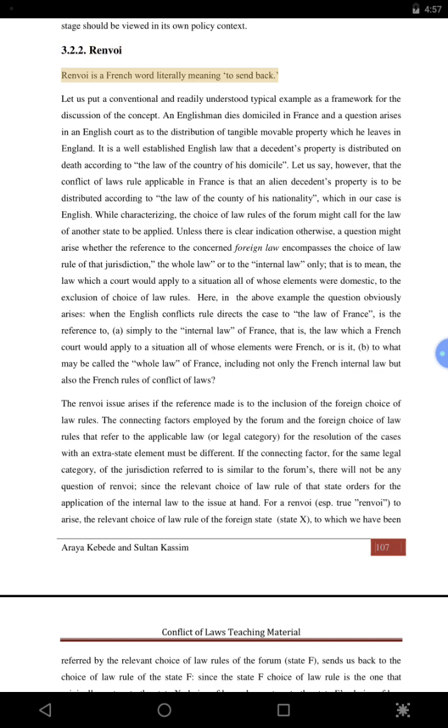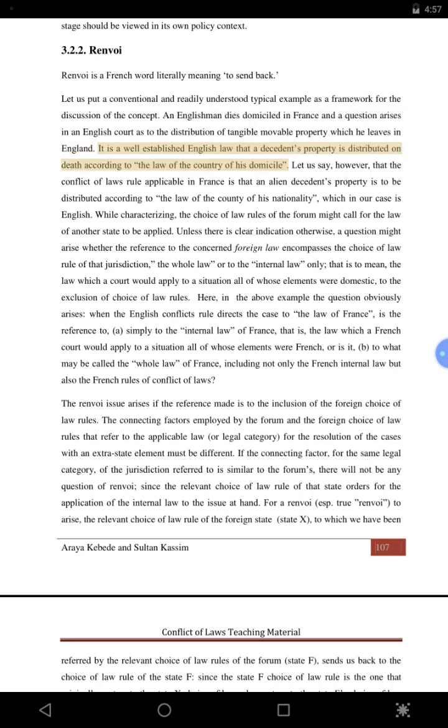3.2.2. Renvoi. Renvoi is a French word literally meaning to send back. Let us put a conventional and readily understood typical example as a framework for the discussion of the concept. An Englishman dies domiciled in France and a question arises in an English court as to the distribution of tangible movable property which he leaves in England.